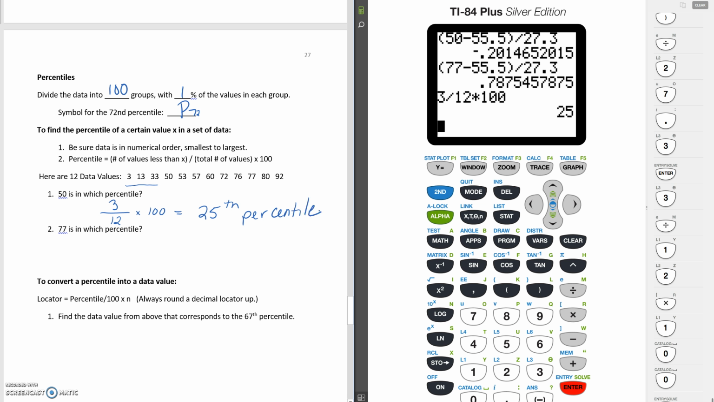Okay, if we want to know what percentile 77 is, we'd count how many are below 77. So we count those up. There's 9 of them. Do 9 divided by 12 times 100. And we'll see that we get 75. So this is the 75th percentile.